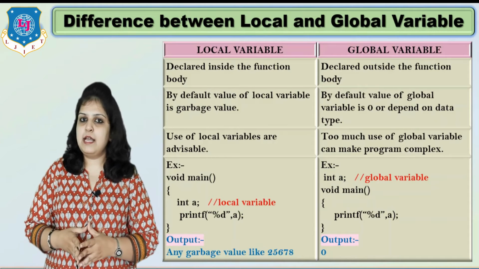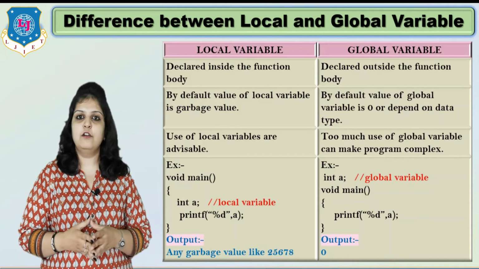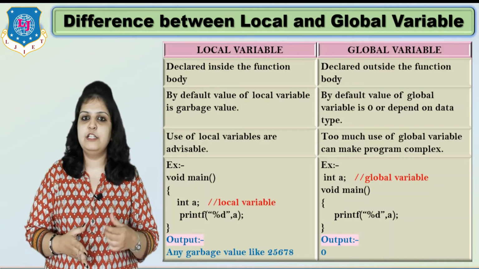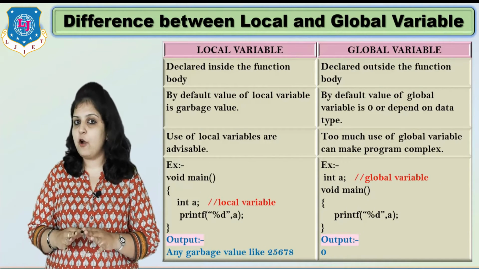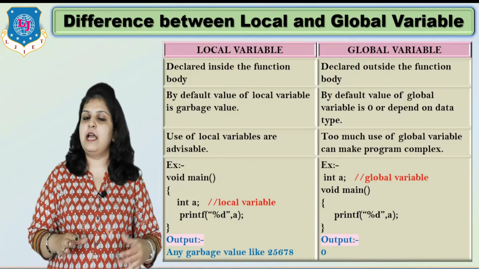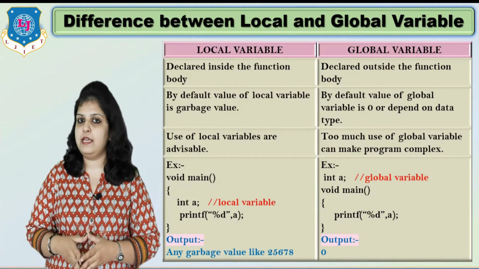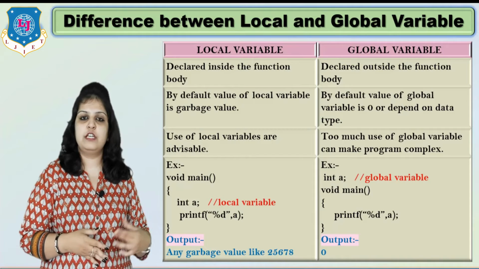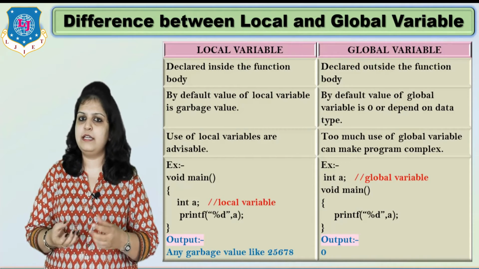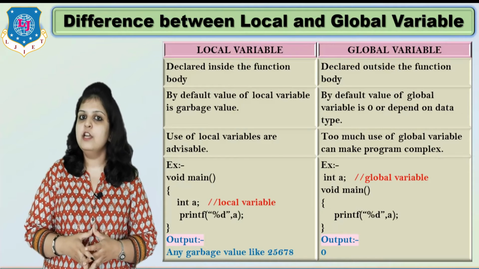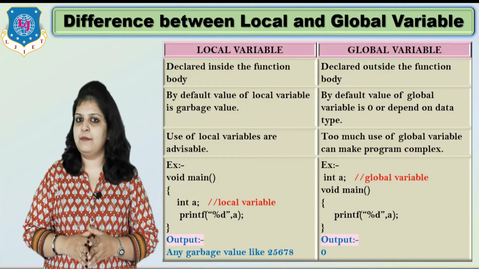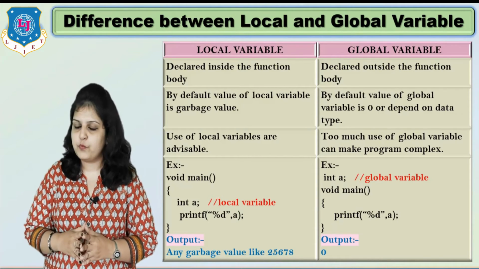Let's see an example. Here in the local variable, you can see that integer a is our local variable, and here I am not assigning any value to it and simply print the value of a. So what will be the output? It will print a garbage value, any type of garbage value. Here I am just writing 2, 5, 6, 7, 8. You can get any type of garbage value as your output.